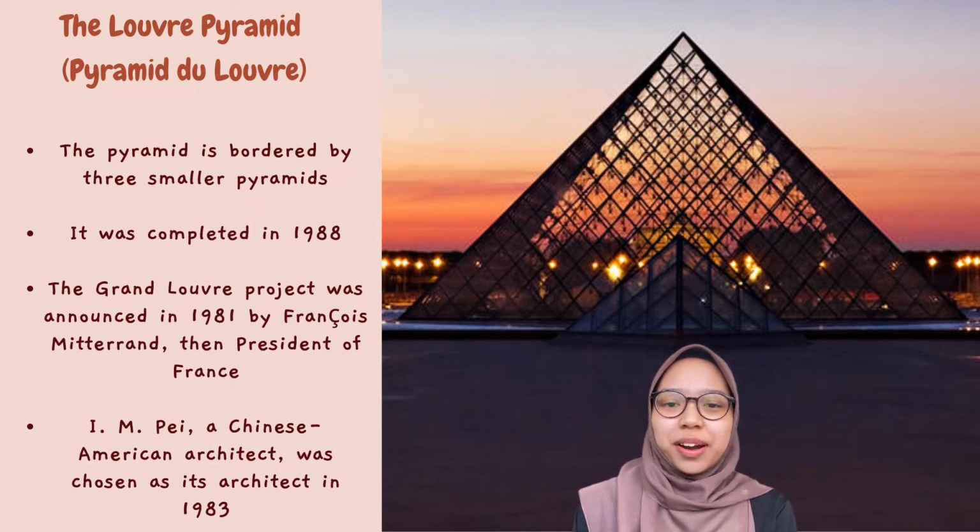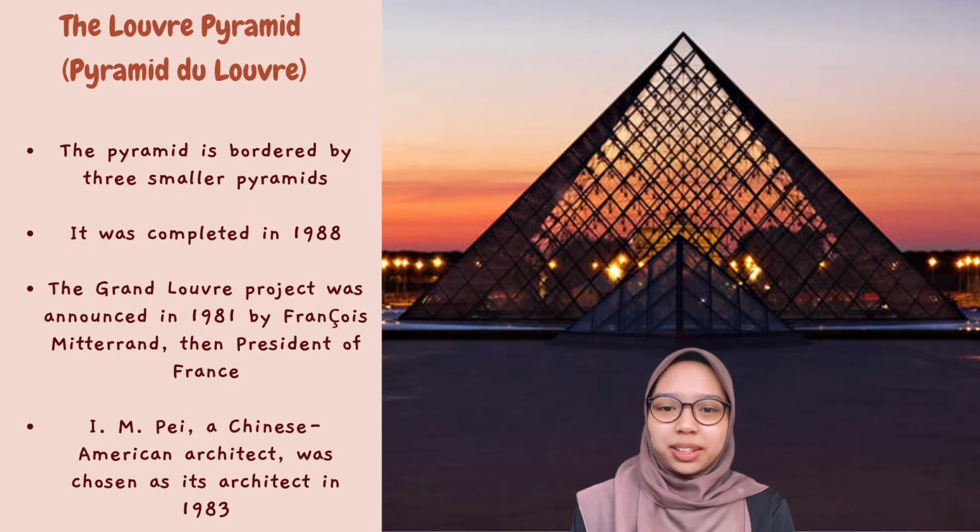Firstly, the Louvre Pyramid is a massive glass and metal structure which is located on the right bank of the Seine in Paris. The pyramid is bordered by three smaller pyramids in the Louvre Palace main courtyard. The main entrance to the Louvre Museum is a massive pyramid. It was completed in 1988 as part of the larger Grand Louvre project and has become a trademark of Paris.